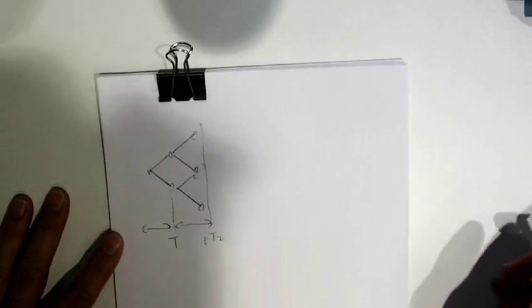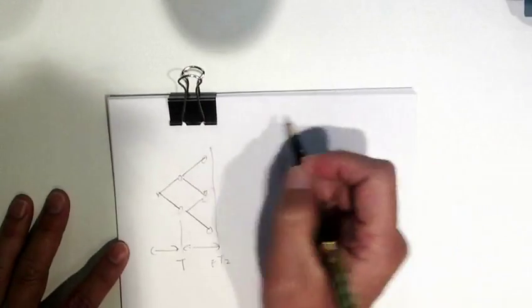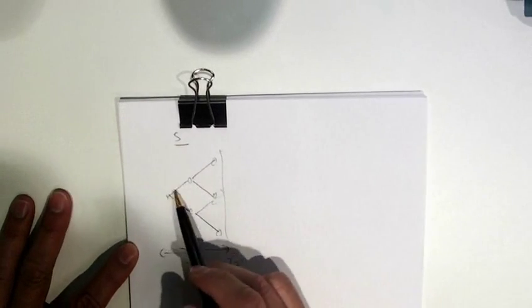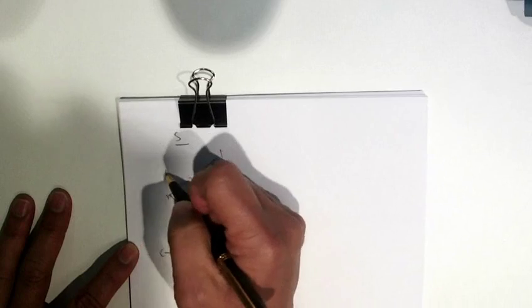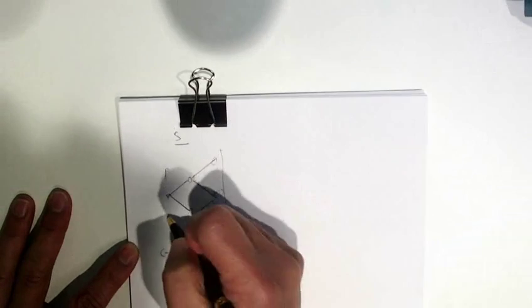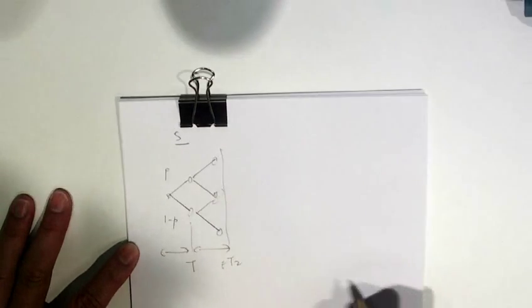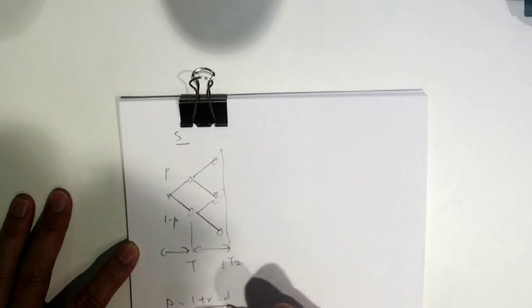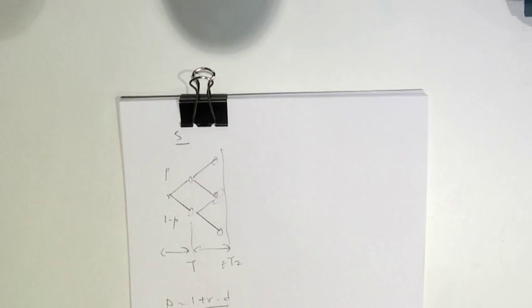Now, okay, so let's just call this a stock. If this were a stock and it goes up, it would go up with a probability of p, and of course it goes down with a probability of 1 minus p. And p is given by (1 plus r minus d) over (u minus d).